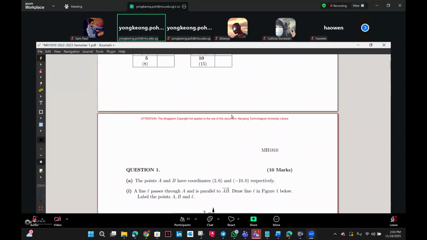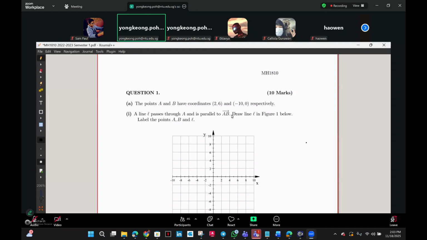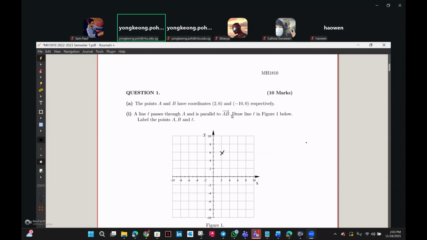Okay, so let me start the question proper. First question here, we have the points A and B with coordinates (2, 6) and (-10, 0). So (2, 6) is here, then (-10, 0) is here. Then they say a line passes through A and is parallel to the vector AB. So this point is A, this point is B. The vector AB is this.